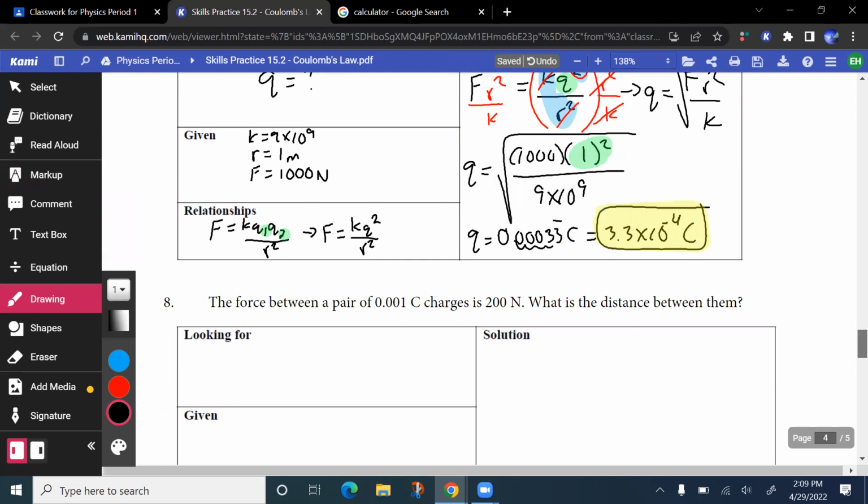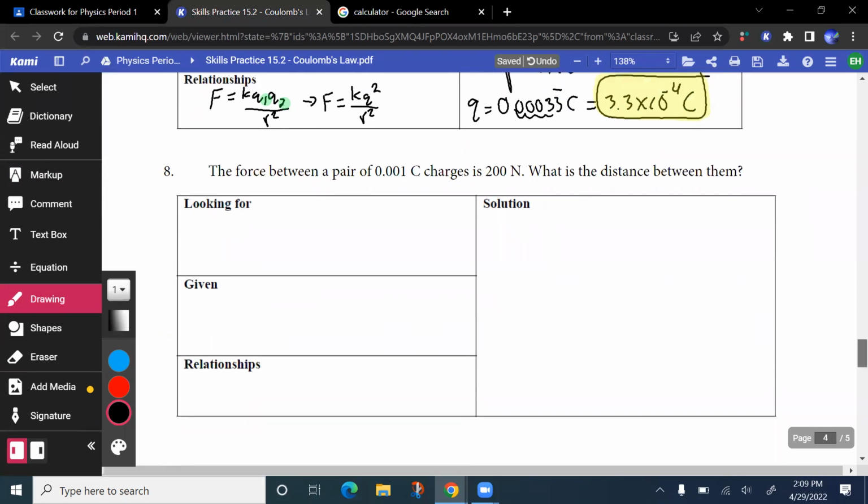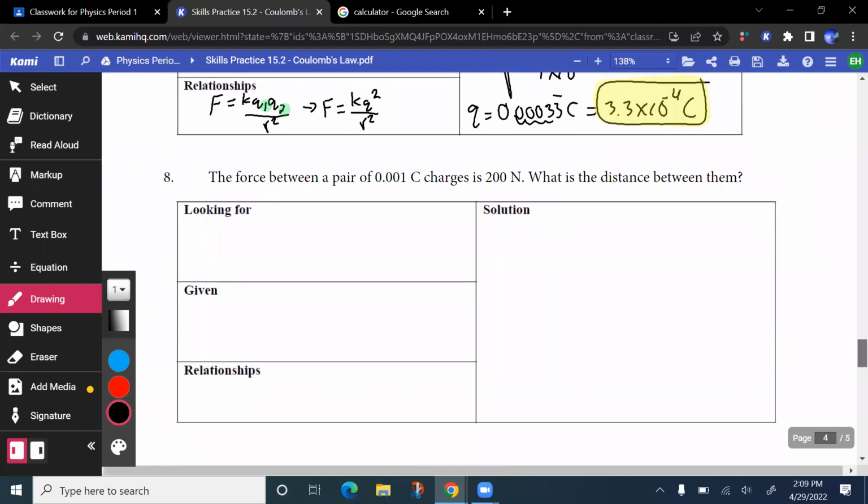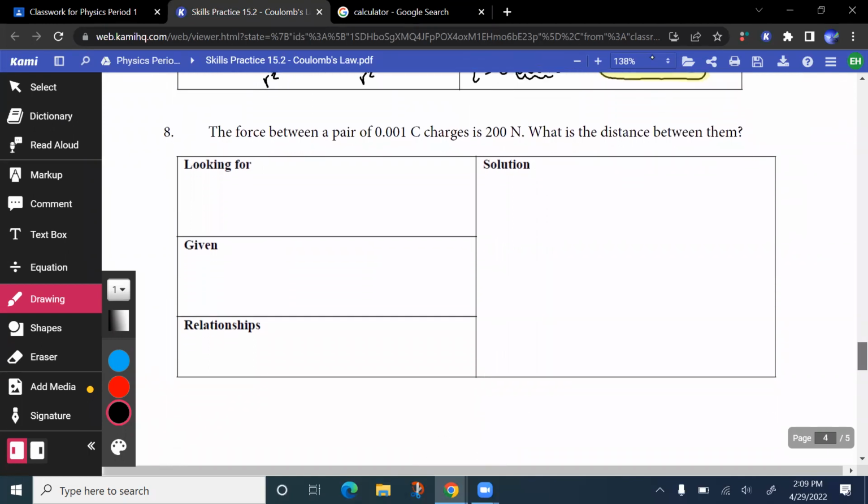Number 8. The force between a pair of 0.001 Coulomb charges is 200 newtons. What is the distance between them? Okay, so pair of charges means Q1 equals Q2, and they both have that same value. The force is 200 newtons. You're looking for R. So R is the question mark. K is given. Q1 equals Q2, which is 0.001 coulombs, and the force is 200 newtons.